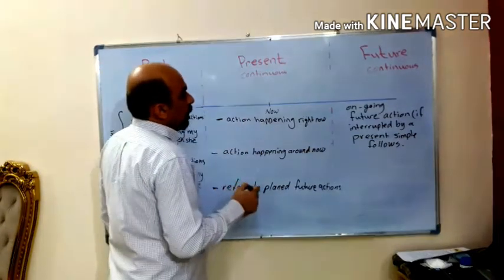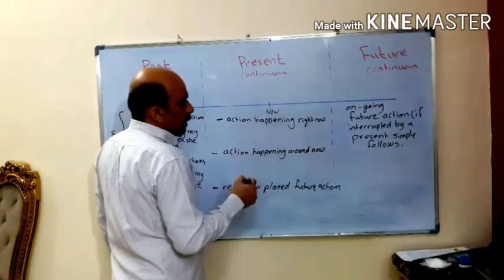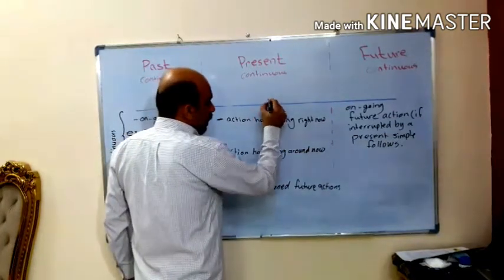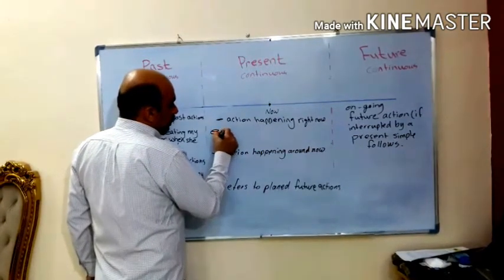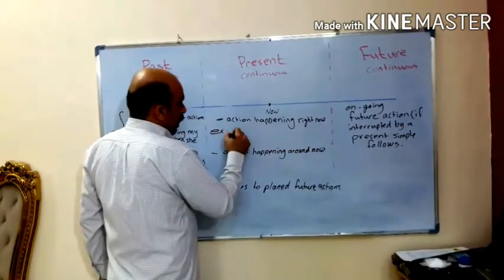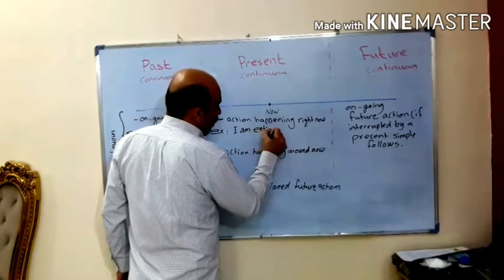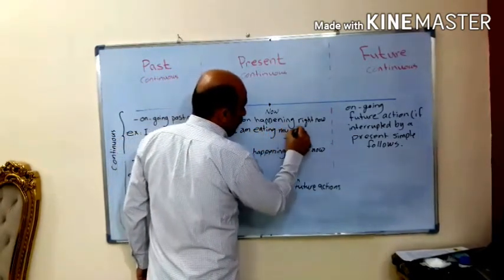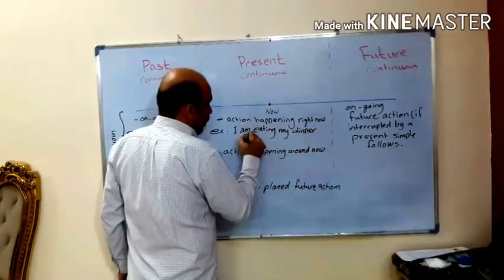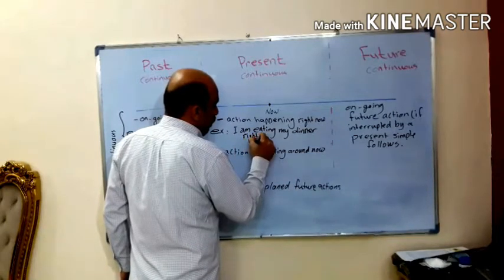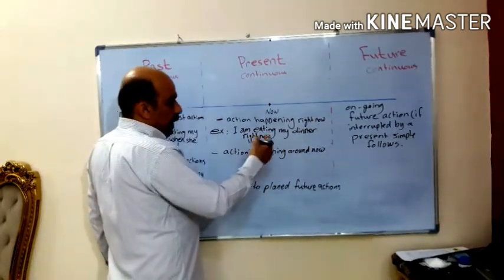And the present continuous can refer to an action happening right now, at this point. For example, I am eating my dinner right now. Right now, or at the present time.